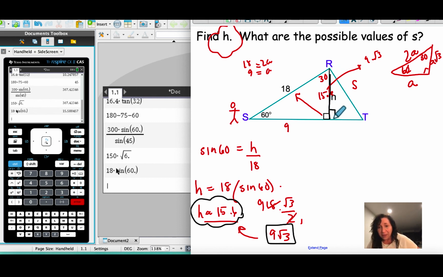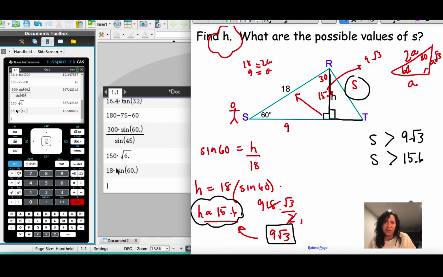Don't do that. So what we're going to do is say, well, I know that this is a side, and this is a side of a right triangle, or a leg and a leg of a right triangle, and S being my hypotenuse has to be bigger than the leg. So one thing I can say is that S is greater than 9 root 3, or you could say S is greater than 15.6. Okay, so we could say that.